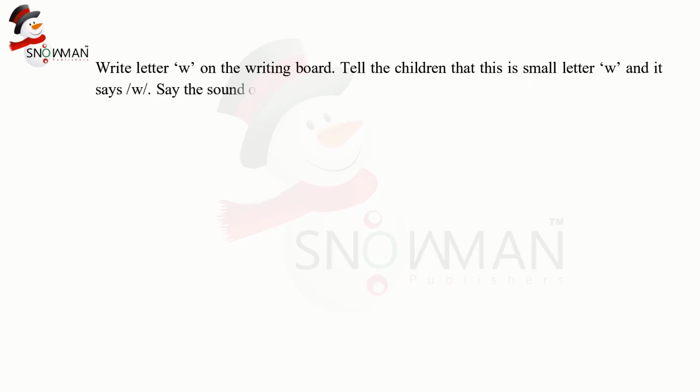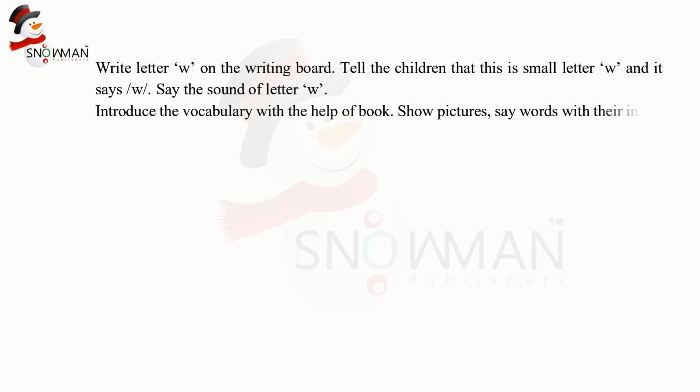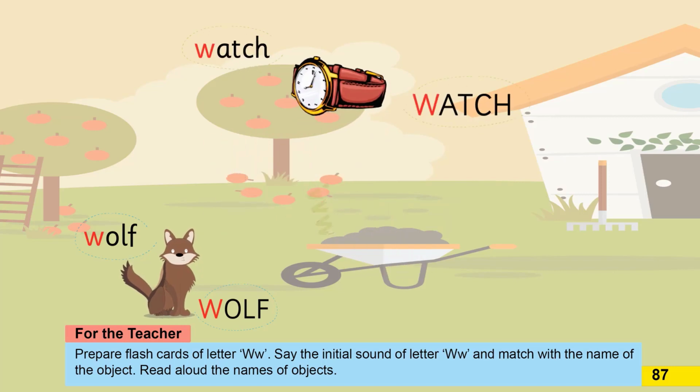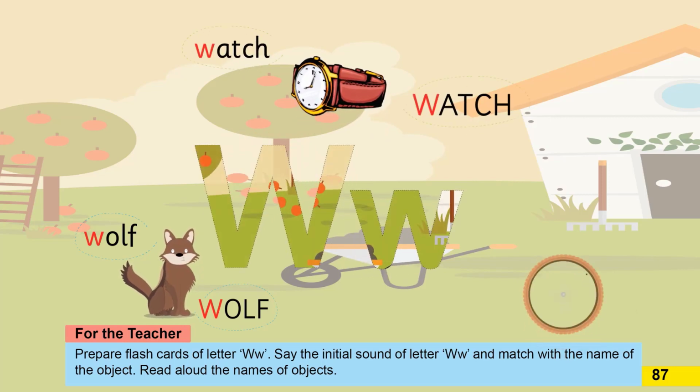Say the sound of letter W. Introduce the vocabulary with the help of the book. Show pictures and say words with their initial sound. Wolf. Watch. Wheel.